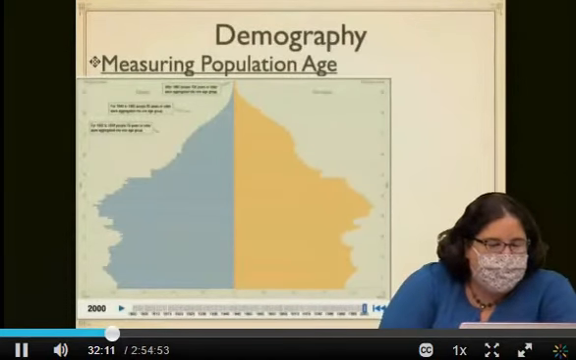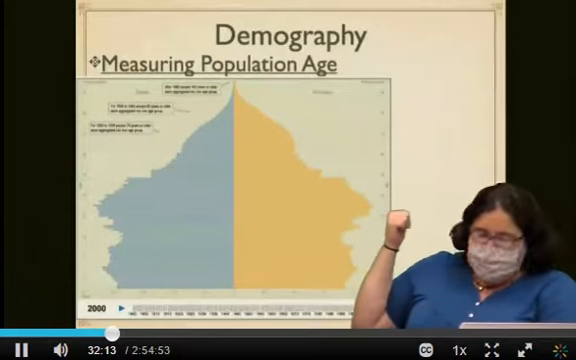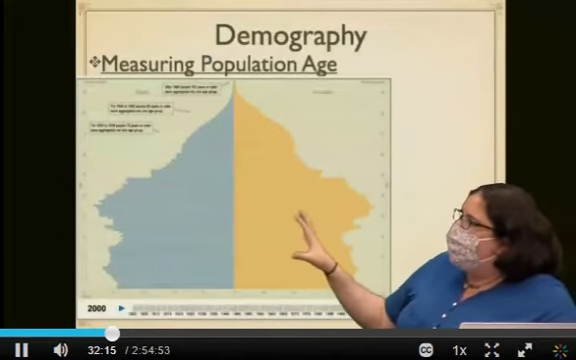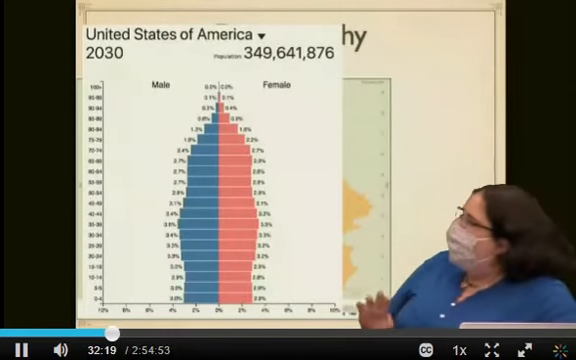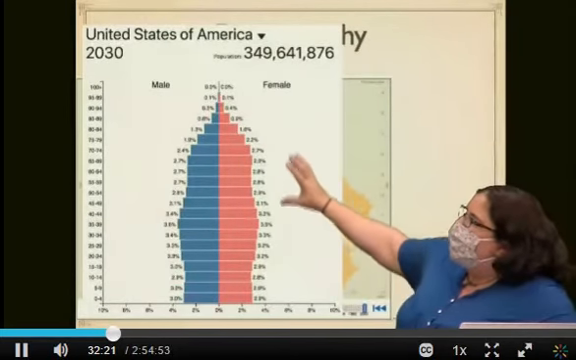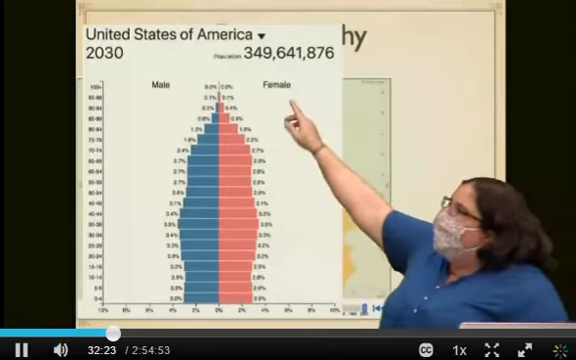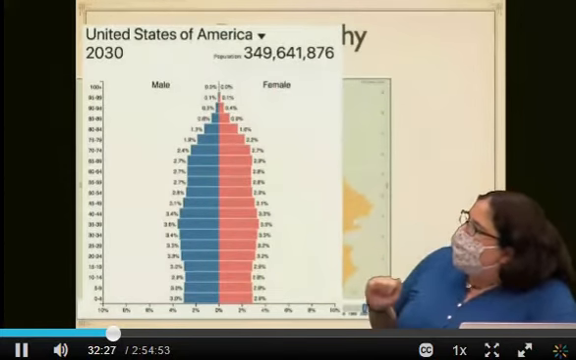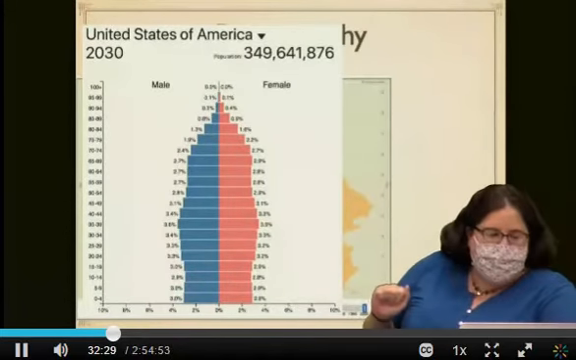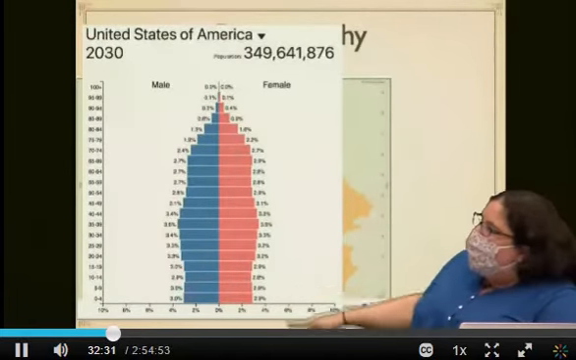The pyramid that I got from this website doesn't project into the future, so I have to go to a slightly different one that uses a slightly different scale, so it doesn't look as pronounced on this one, but the prediction is by 2030, this is what our population pyramid is going to look like, which isn't a pyramid at all. Because we aren't having lots of babies.